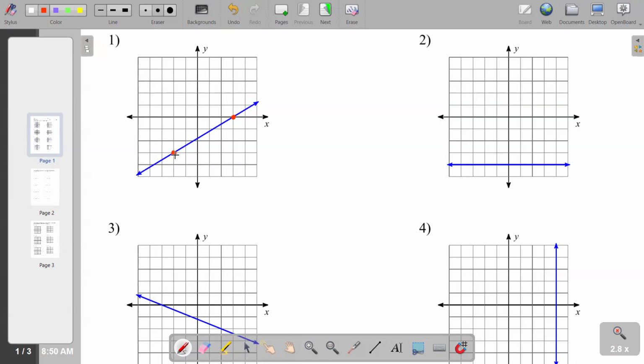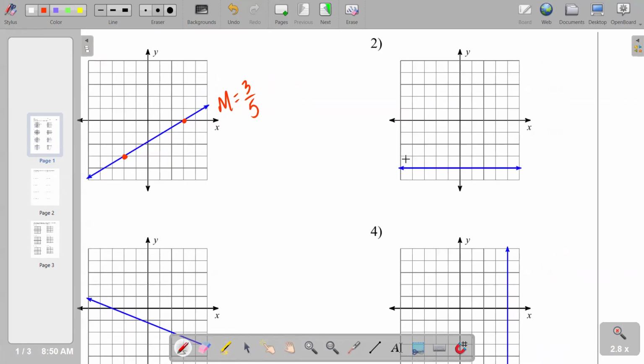And then from here, I can see that it's uphill and it looks like I go up 1, 2, 3, 1, 2, 3, 4, 5. So that one's quick and easy. Your slope should be positive 3/5. Number two, I don't even really need to do any math. What is the slope when it looks like this? It is 0, right? Okay.